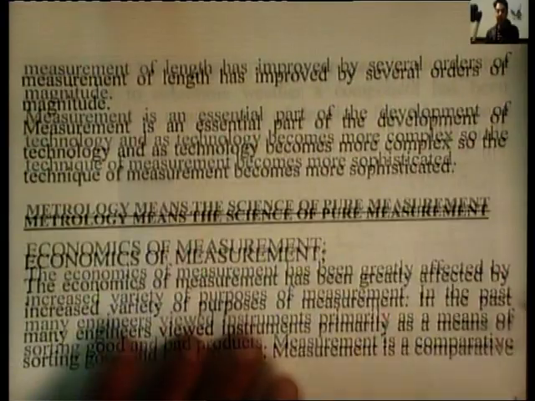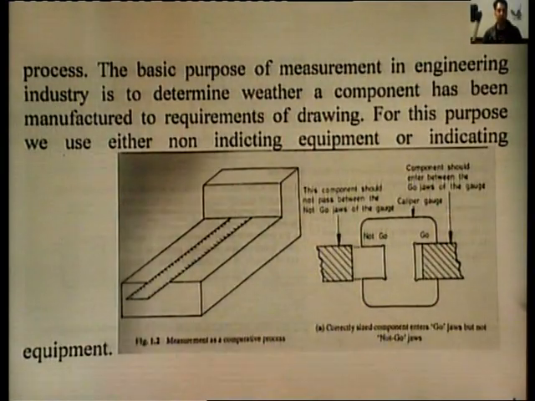Measurement is a comparative process. So we are just comparing the workpiece with the help of the instrument. The basic purpose of measurement in the engineering industry is to determine whether a component has been manufactured to the requirements of the drawing. For this purpose, we use either non-indicating equipment or indicating equipment.